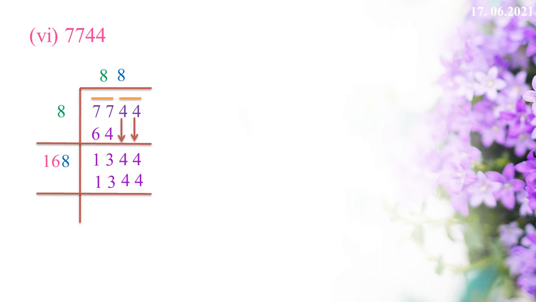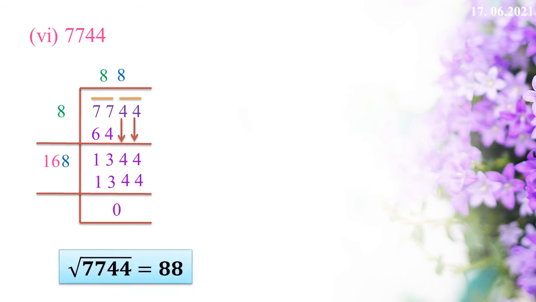1344. Now subtract 1344 from 1344. We will get 0 as the remainder. So the square root of 7744 is 88. Let's see one more problem.